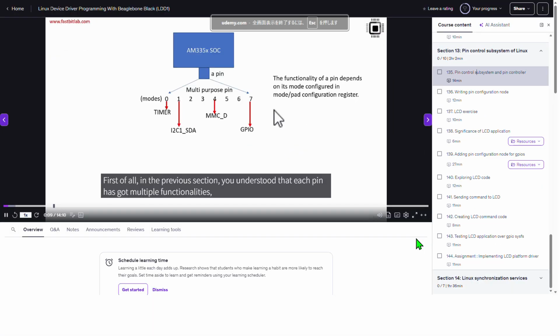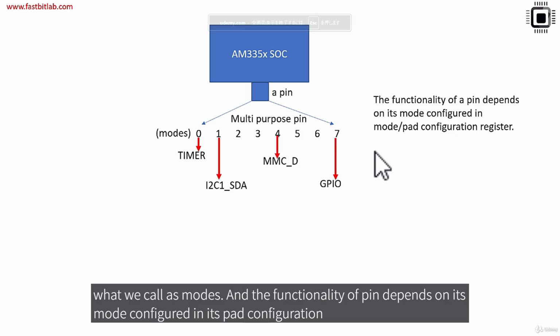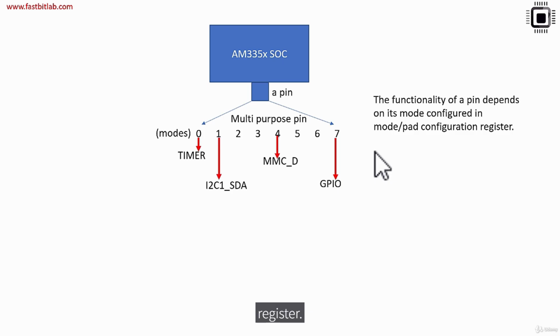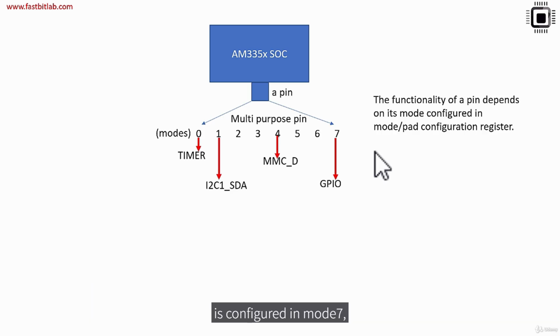In the previous section, you understood that each pin has multiple functionalities, what we call modes, and the functionality of a pin depends on its mode configured in its pad configuration register. In this SoC, there are up to 8 modes, from mode 0 to mode 7. And by default, the mode of an I/O pin is configured in mode 7, that is GPIO mode.